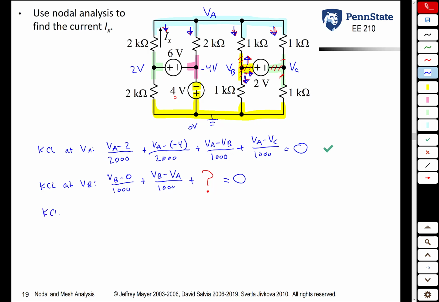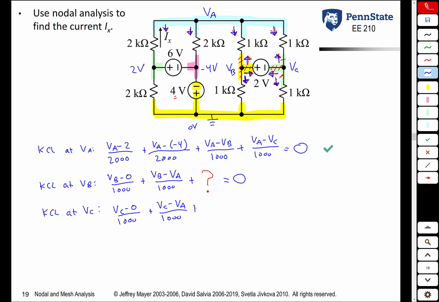Likewise, if we try to write a KCL equation at VC, it's that current plus that current plus that current is equal to 0. Current going down is VC minus 0 over 1,000. Current going up, VC minus VA over 1,000. Current going to the left.